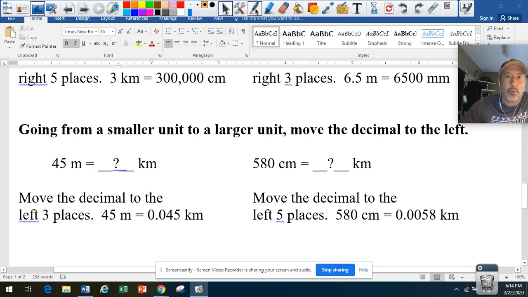So as you see, we're going to move this decimal 3 places left. As you know, in 45, the decimal is to the right of the 5. It's right there. So we're going to move it 3 places to the left. Move my decimal over. So that's 1, 2, 3 places. The new decimal, I'm going to put that in blue. New decimal is going to go right here.